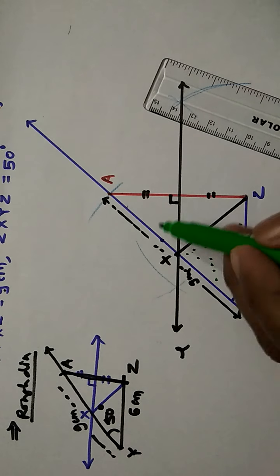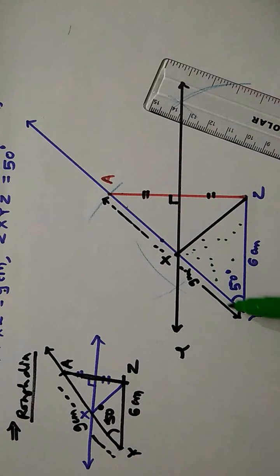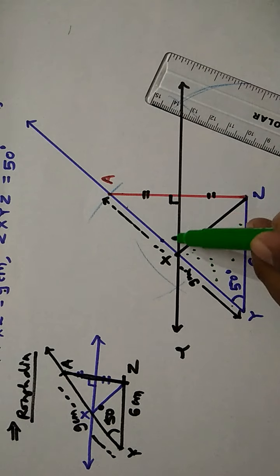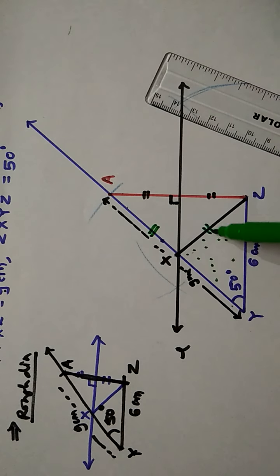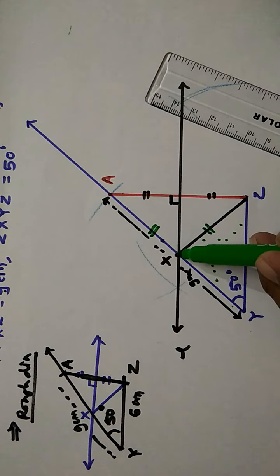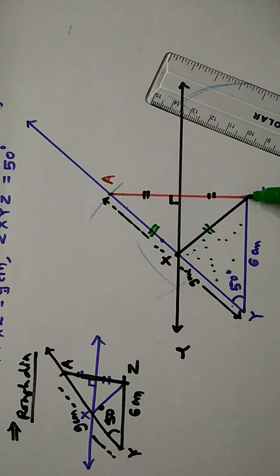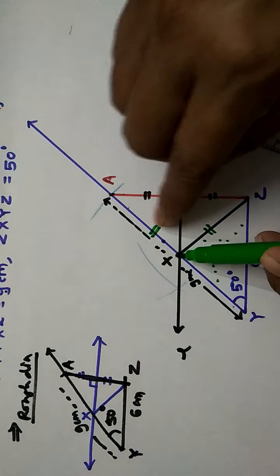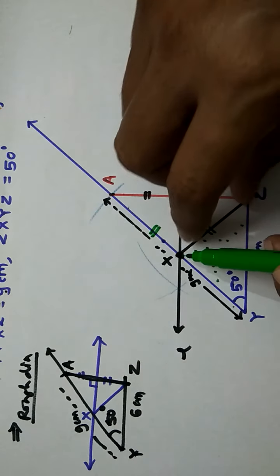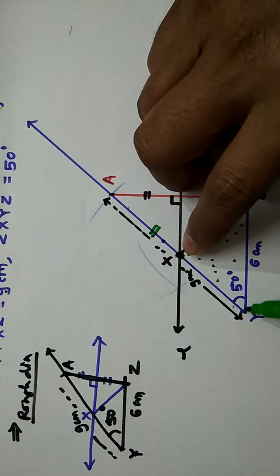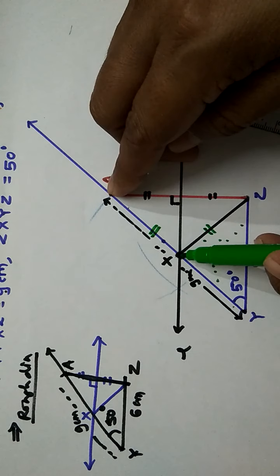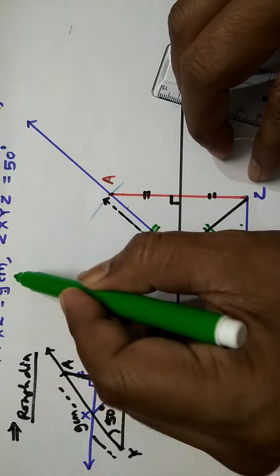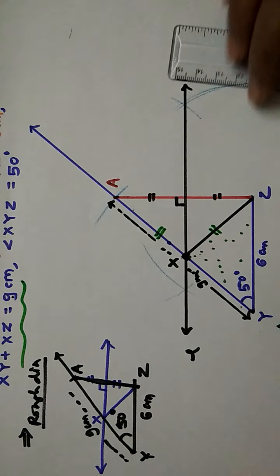Remember that this distance is 9 centimeter. This line is the perpendicular bisector of AZ, means these distances are equal. Every point on the perpendicular bisector must be equidistant from the endpoints of the segment. Means this distance and this distance are the same. Therefore XY plus XZ is equal to 9 centimeter.